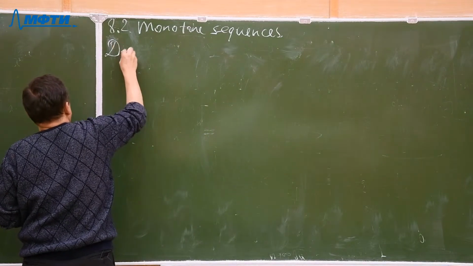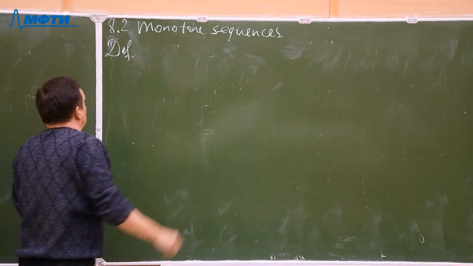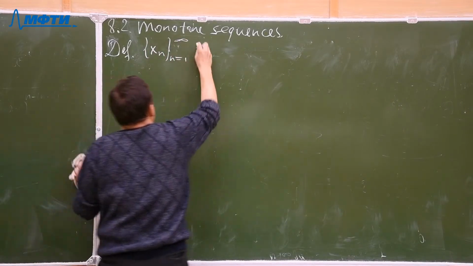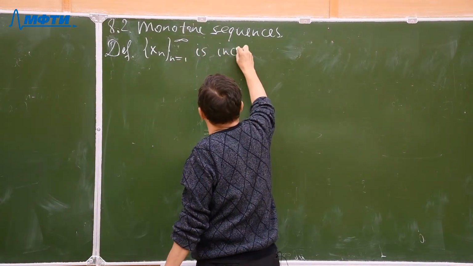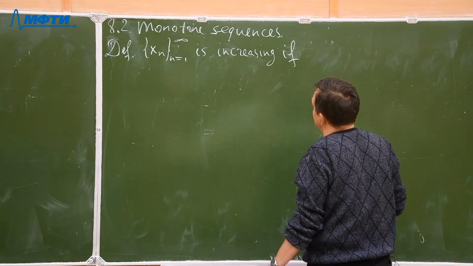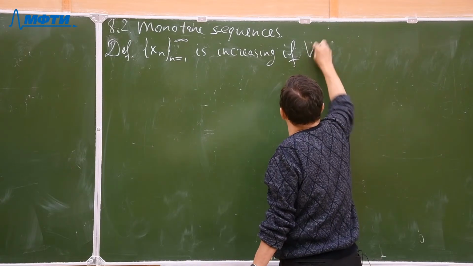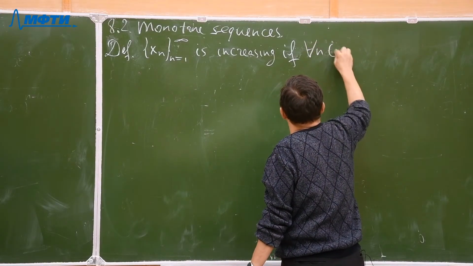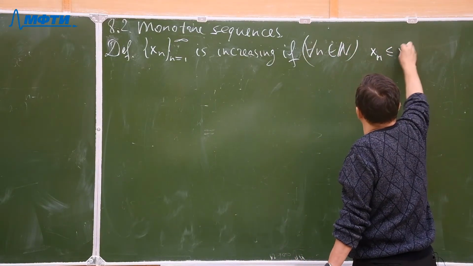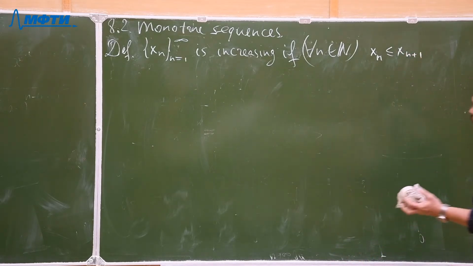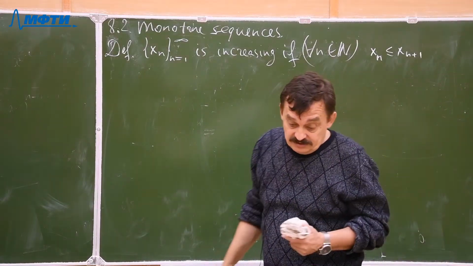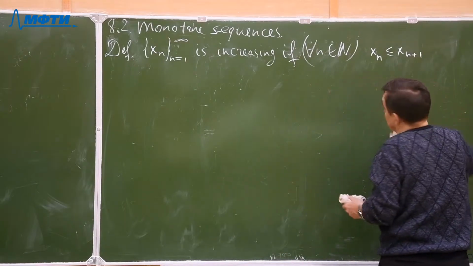Definition. A sequence xn is increasing if for all n natural, xn is less or equal than xn plus 1. And also we will say strictly increasing if the inequality is strict.